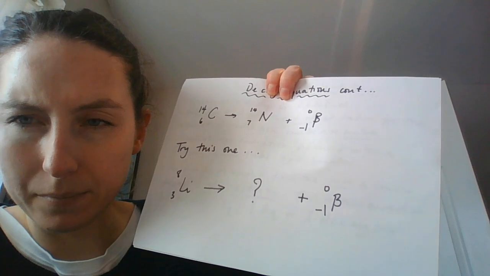for beryllium. We don't tend to write decay equations for gamma radiation because the element is unchanged. This will happen alongside alpha and beta, and it's just energy that's being lost.